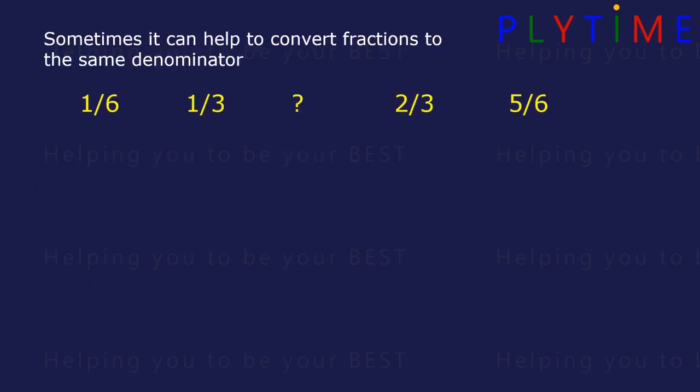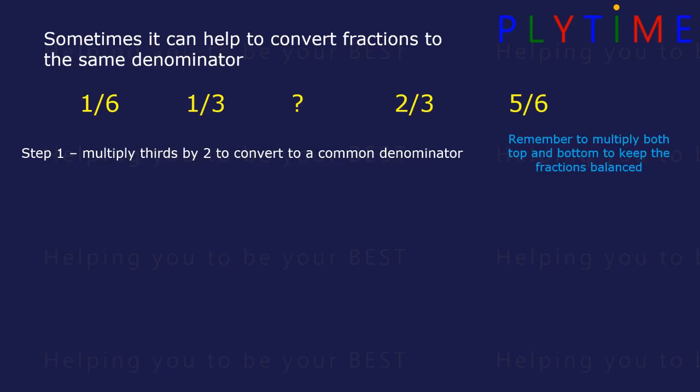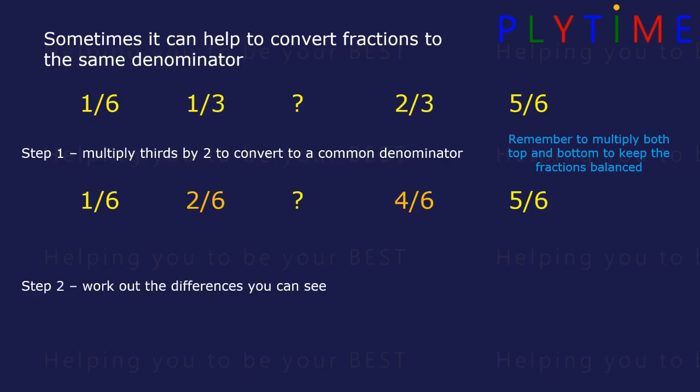Sometimes it can help to convert fractions to the same denominator. Here we've got some in sixths and some in thirds. We can multiply the thirds by 2 to convert to a common denominator of 6. Remember, we need to multiply both the top and the bottom to keep the fractions balanced. So 1/3 multiplied by 2 gives us 2/6, and 2/3 multiplied by 2, top and bottom, gives us 4/6.